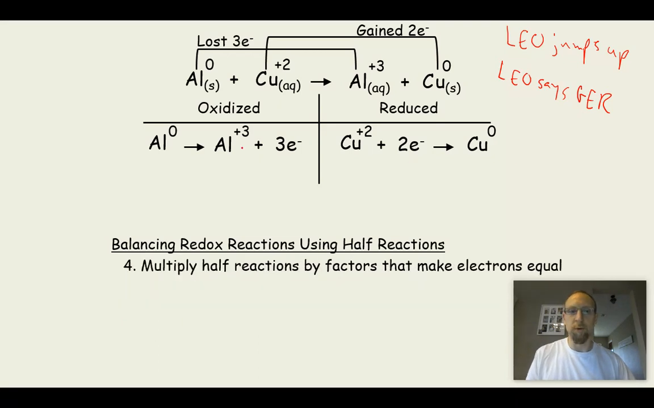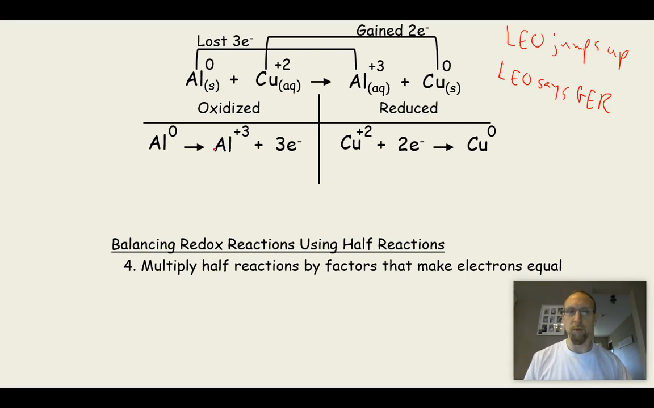So now, step 4, we're going to multiply the half reactions by factors that make the electrons equal. All right? So I've got 3 electrons here and 2 electrons over here. So I'm showing 3 electrons lost and 2 electrons gained. So I want to get those equal through multiplication. So just like with balancing equations, if I can multiply one side by something to get it to equal the other, then I can do that. If not, then I just go to the next common product. So 3 times 2 is 6. So I want to get each half reaction to show 6 electrons lost and 6 electrons gained.